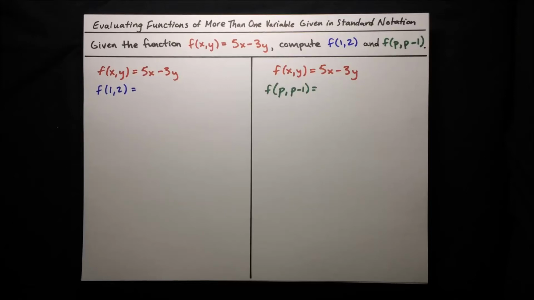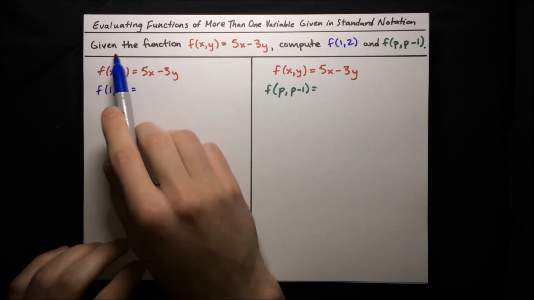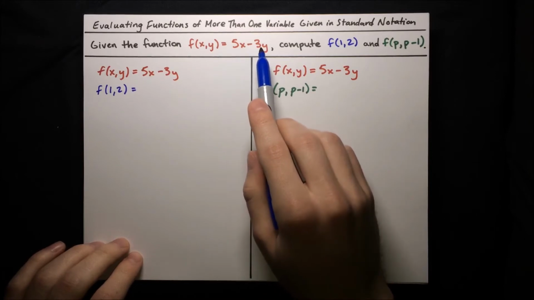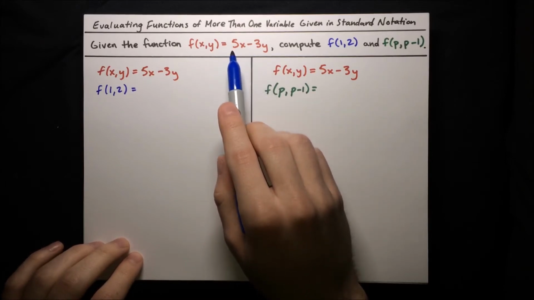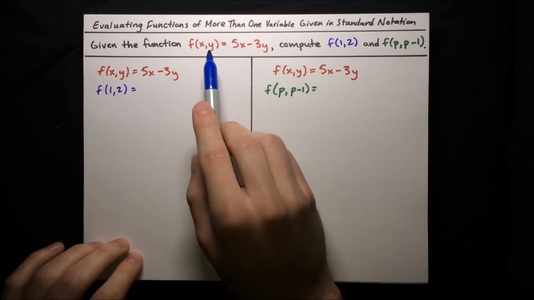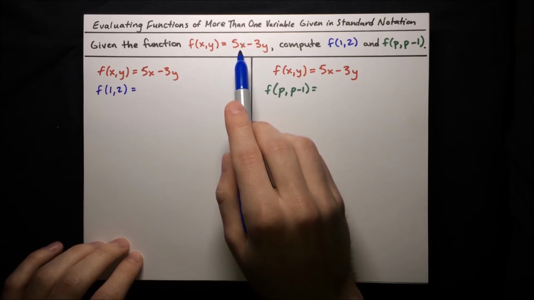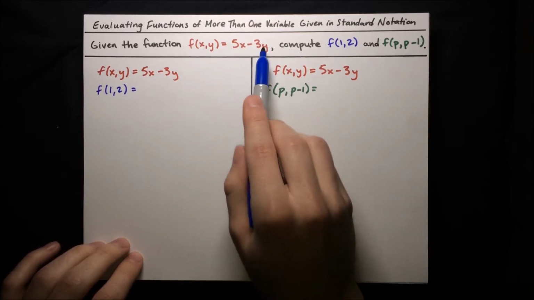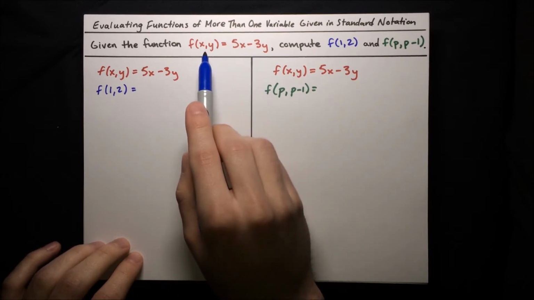In this video, I'm going to show you how to evaluate functions of more than one variable given in standard notation. So here we're given the function f of x, y is 5x minus 3y. And this is a function of more than one variable. We've got two inputs into this function, an input x and an input y, and both of these inputs are used in the definition of the function. So the function takes these two inputs and gives a single output which depends on these two inputs.